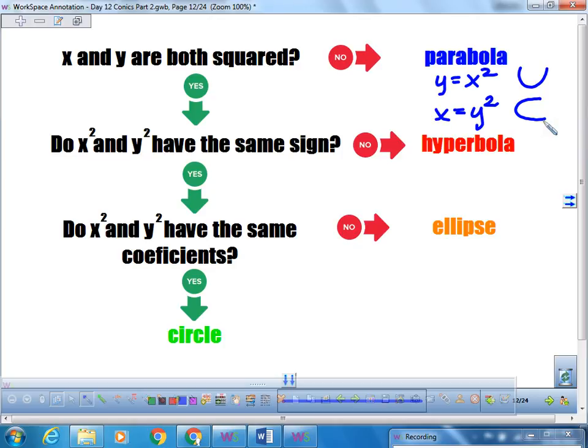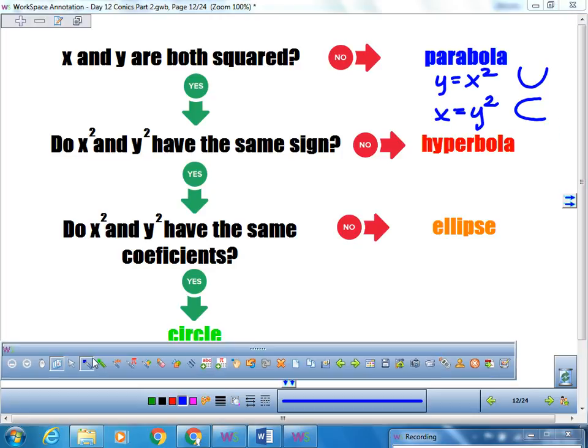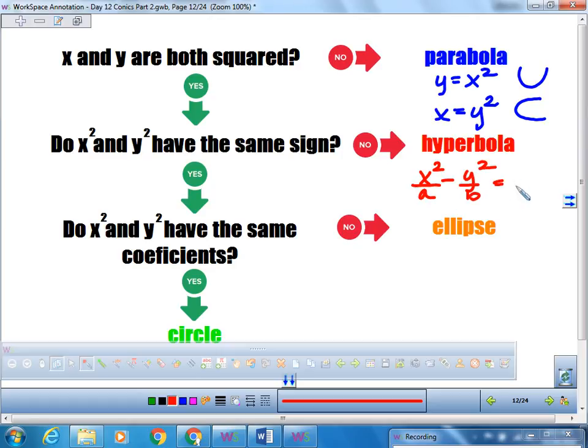Correct? All right, so let's say they both are squared. Do x squared and y squared have the same sign? If they have the same sign, we keep going. If they don't have the same sign, we know it must be a hyperbola, right? Because hyperbolas have a negative sign in x squared over a minus y squared over b equals 1. They have that negative sign right there. So that says, do x squared and y squared have the same sign? Y squared has a different sign, it's negative.